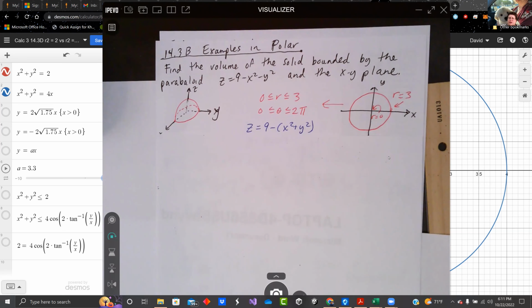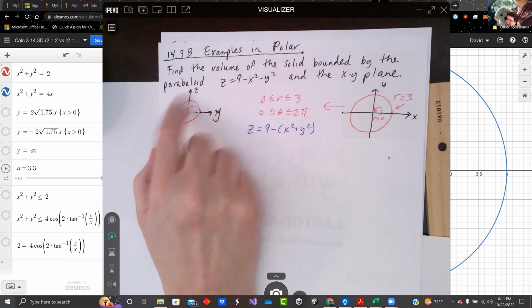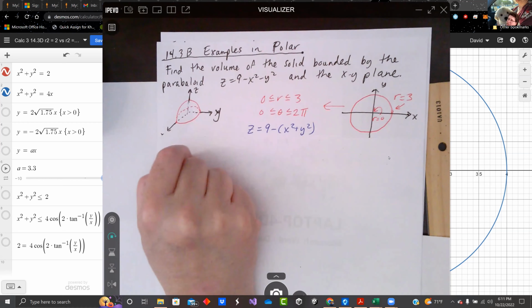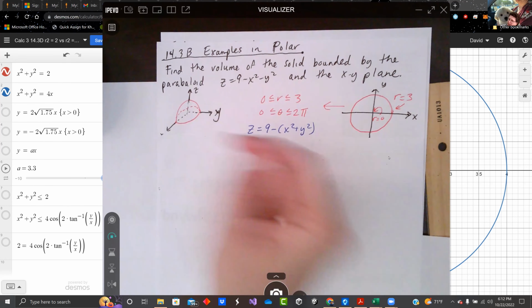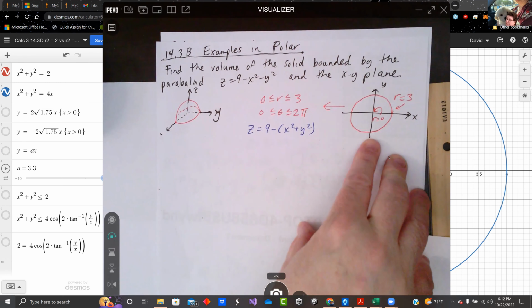The first is find the volume of the solid bounded by the paraboloid z equals 9 minus x squared minus y squared and the xy plane. So z equals 0. So we got a picture of what that looks like right here. It's a paraboloid opening downward, and we're stopping at the xy plane. An overhead view looks like this.